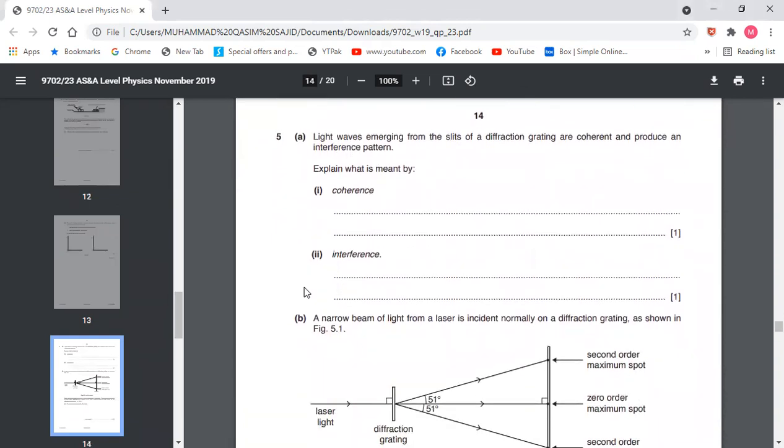Now question number 5. Define coherence and interference. So coherence means constant phase difference, and interference is the sum, addition, of the displacement of overlapping waves. Coherence is just the constant phase difference. This is the standard definition of this. Constant phase difference.